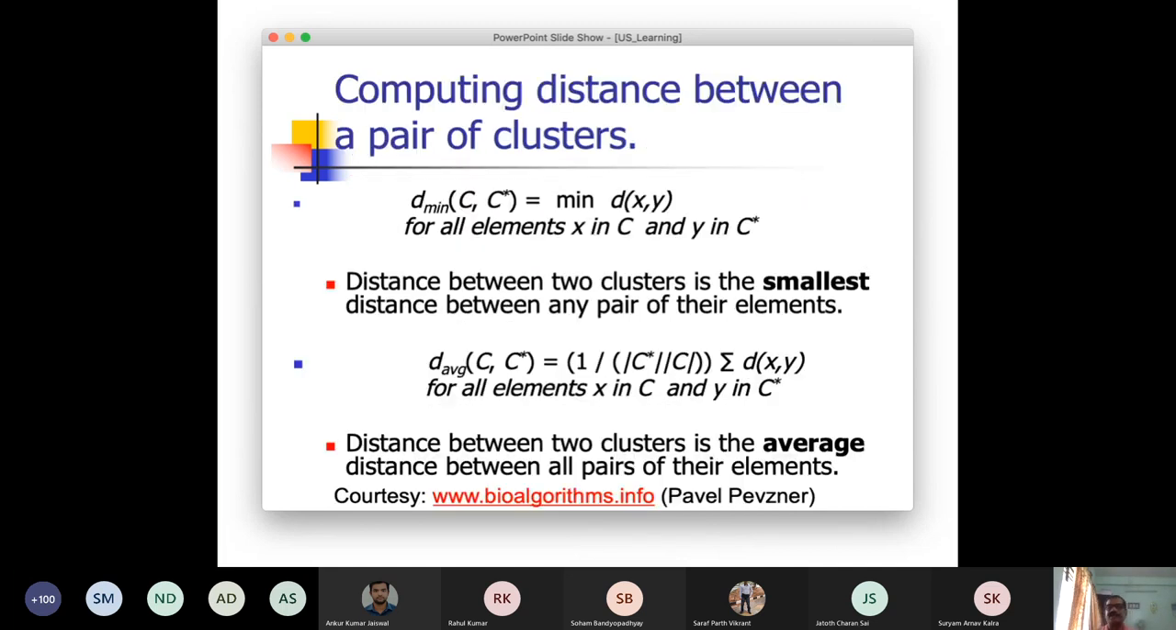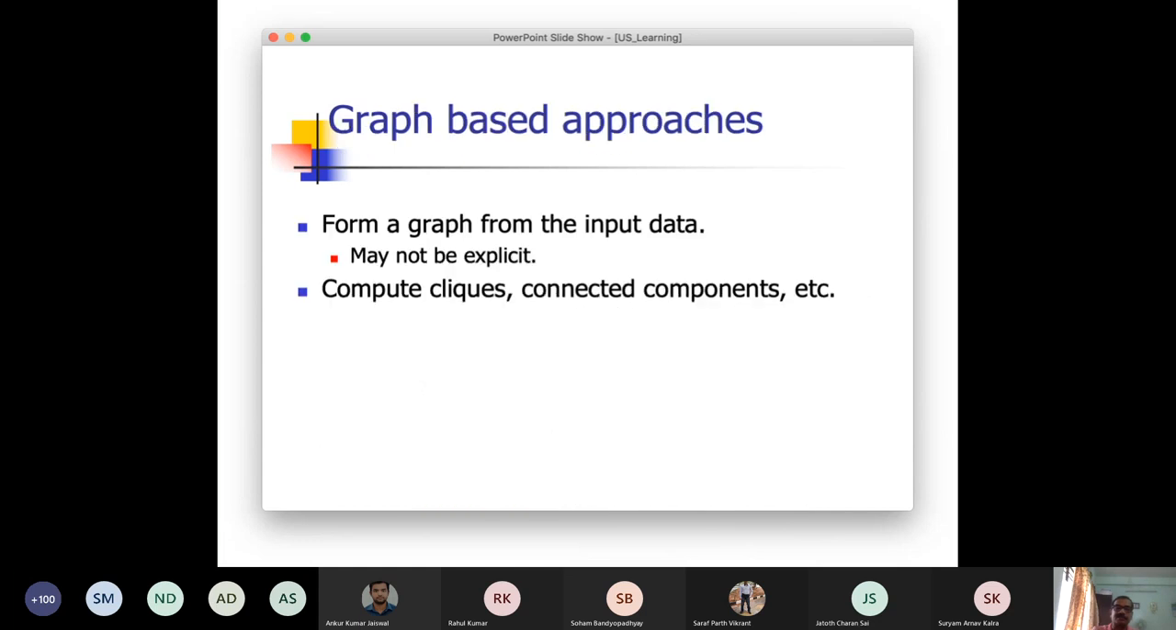So these are certain distance measures. One of the measures could be that you consider only the minimum distance between the sets, or you can consider the average distance. These are a few measures which I use.